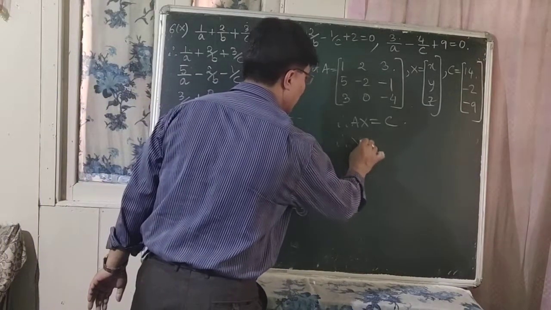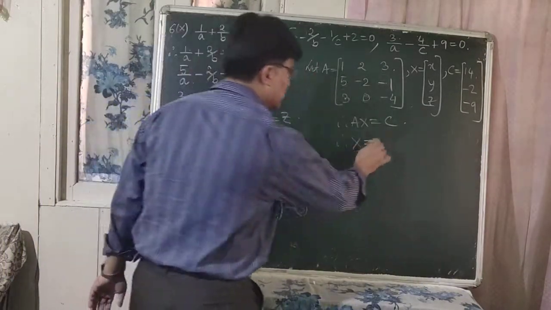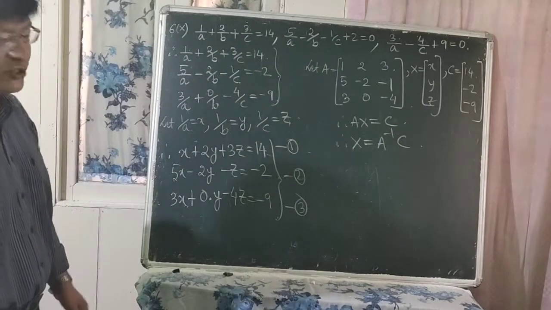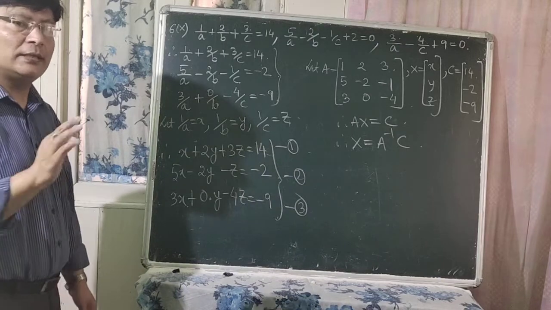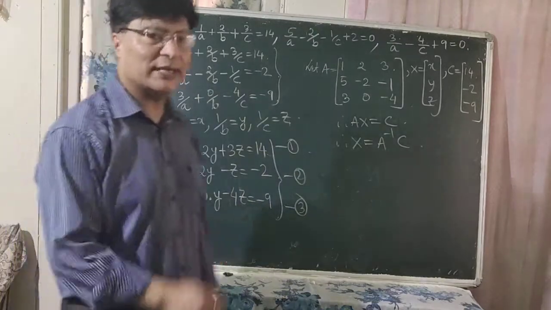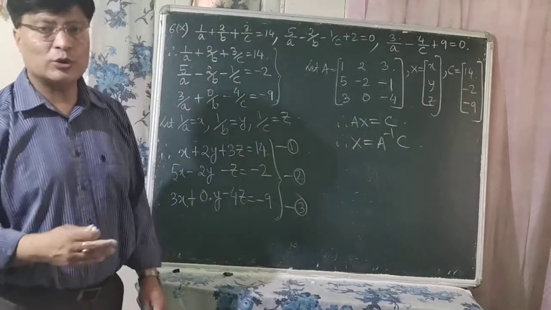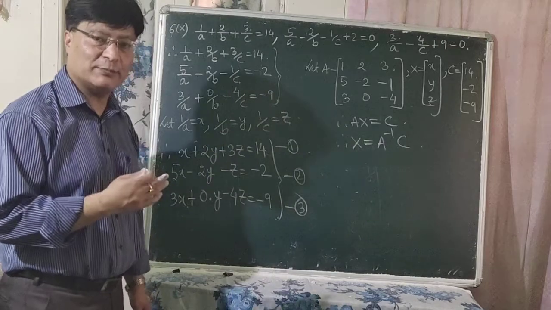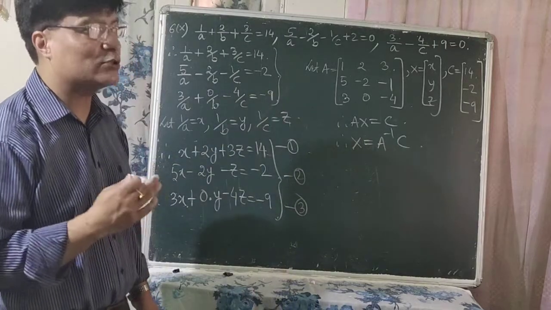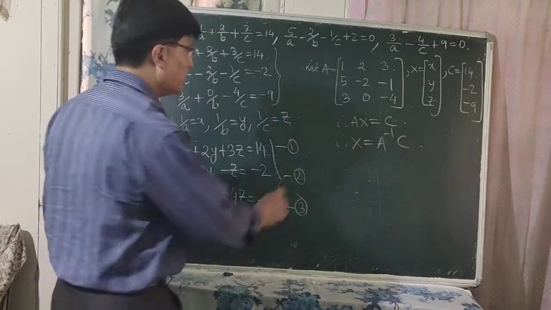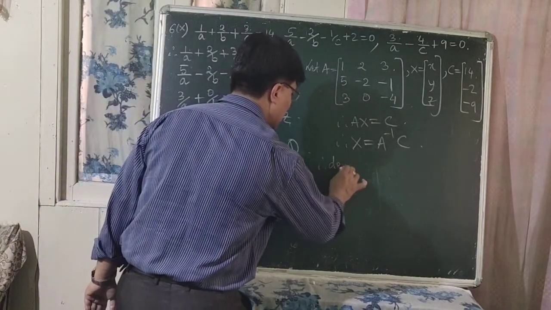So what is the value for the matrix capital X? It is equal to A taken to the right hand side, which becomes A inverse C. Now we have to find out A inverse. In order to get A inverse, you should know det A. You have to expand this determinant of A so that det A is not equal to 0 in order to get A inverse. Okay. Now what is det A?